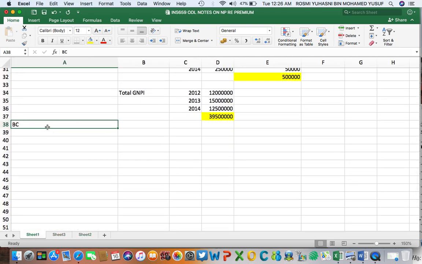Okay, burning cost is total claims divided by total GNPI times loading factor.